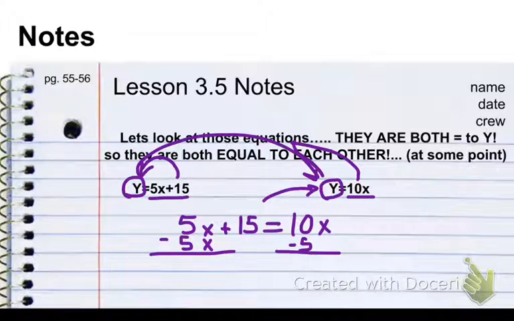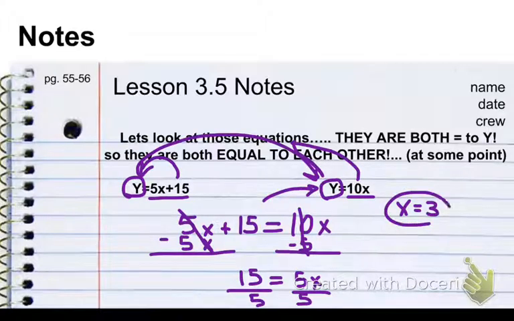And when we take 5x off of each side, we're left with 15 equals 5x. And if we divide that, we get x equals 3. So, what does that mean? What's our x value represent? Think back to the last lesson. In this problem, what is x?